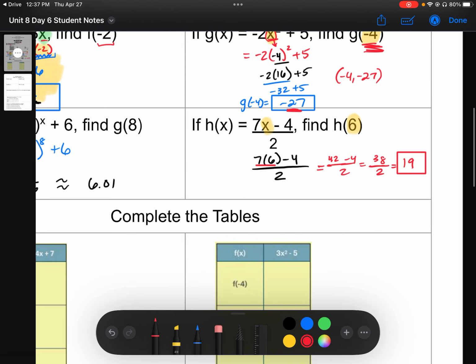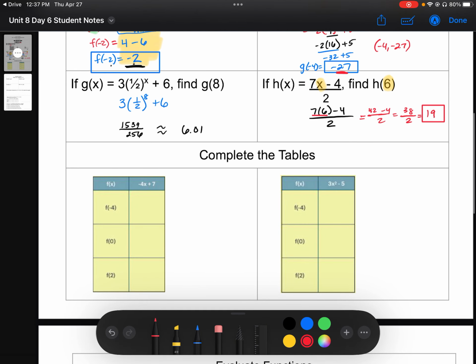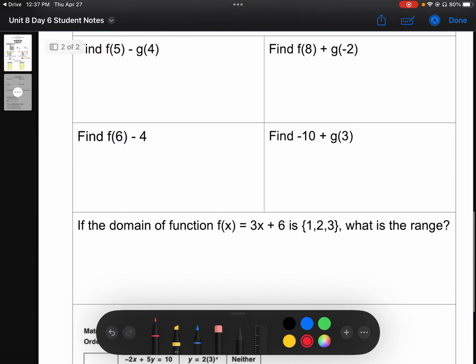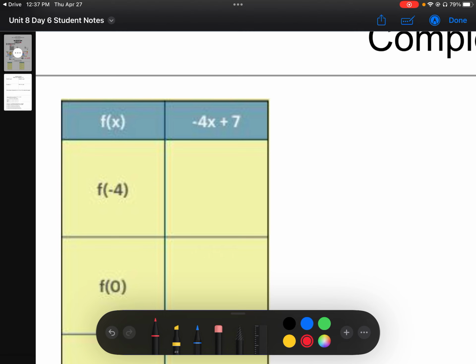Glad we caught that. All right, the next one, complete the tables. We can do this using the table function on a calculator. Why don't we? Let's see here. Yeah, let's try that. So grab your calculator, click table, right? Enter in the function: negative 4x plus 7, enter. My start value would be negative 4, because I want to find out when I plug in negative 4, what do I get?